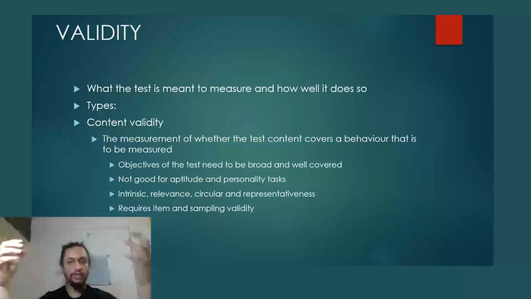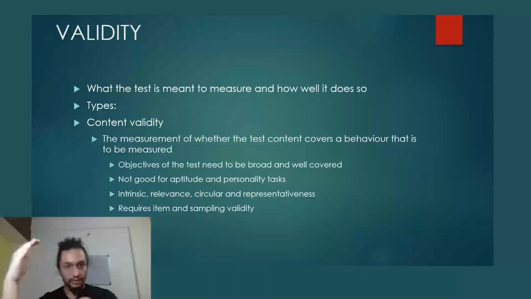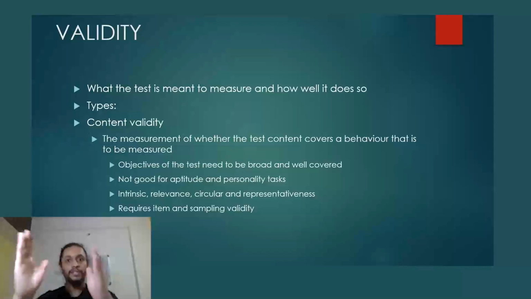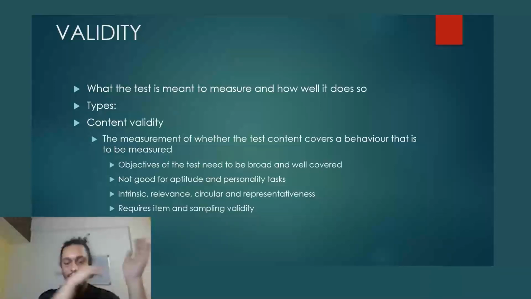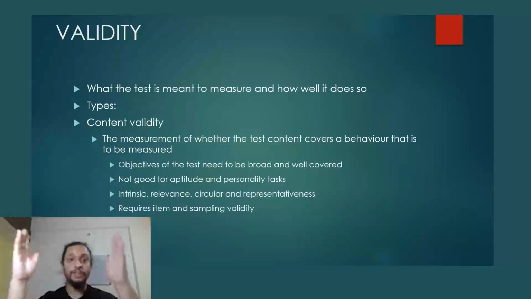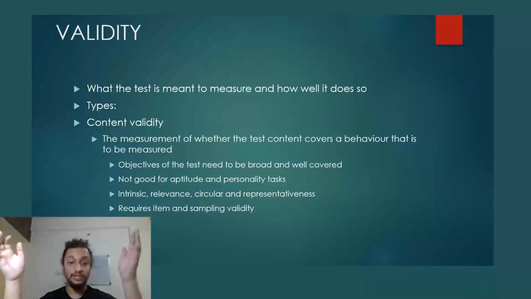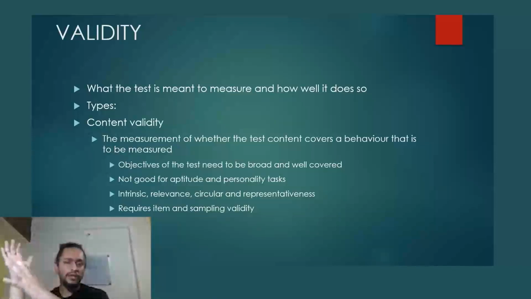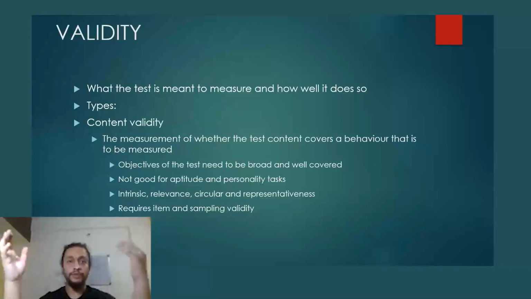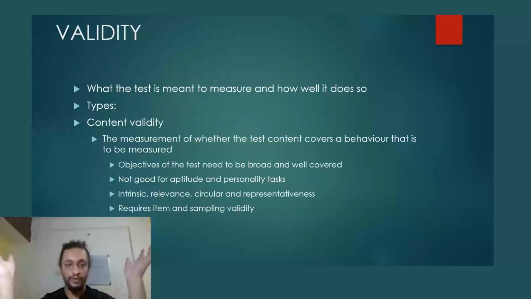There's content validity, which is in terms of the content of the questionnaire. Are all the items in the questionnaire measuring what the test is meant for, right? So each of the items should fit into that dimension. Now the objectives need to be broad for this to happen. It's not good for aptitude or personality tests. For aptitude, you need a variety of questions. So if your content is targeted towards only one type of goal, then it's not a great kind of validity measure to have, because aptitudes are so varying that you need broad-minded questionnaires for them, right?